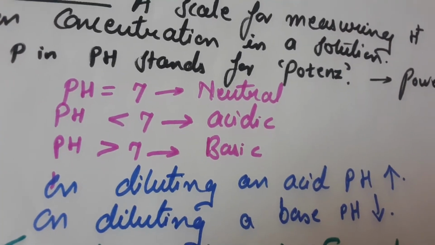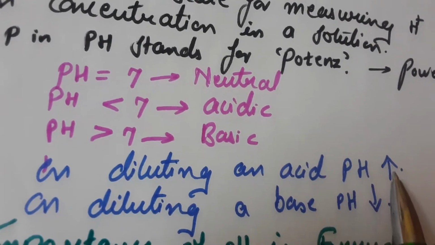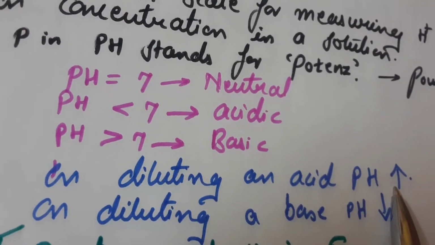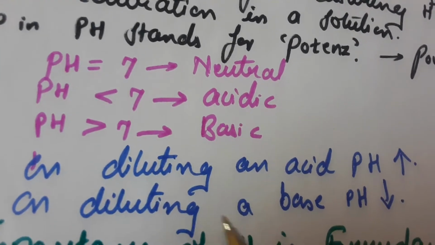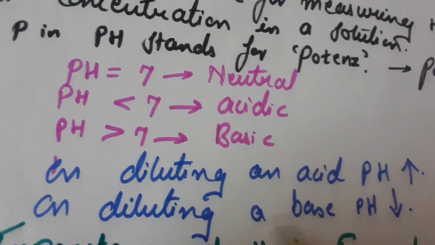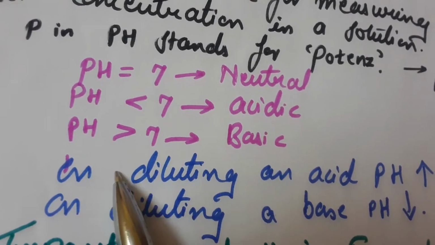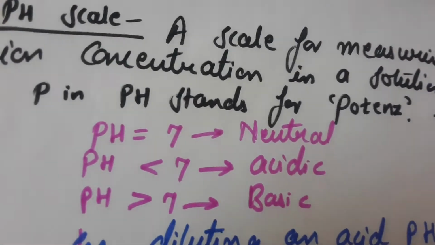One more thing you have to remember, dear students. On diluting an acid, the pH increases. So whenever you are diluting an acid, the pH will increase. On diluting a base, pH decreases. So two points, please note down. I hope you have understood.